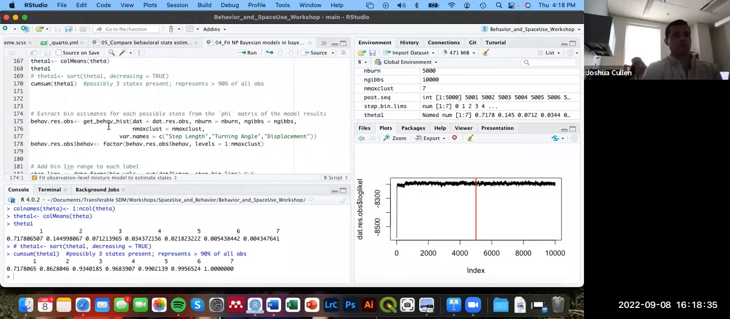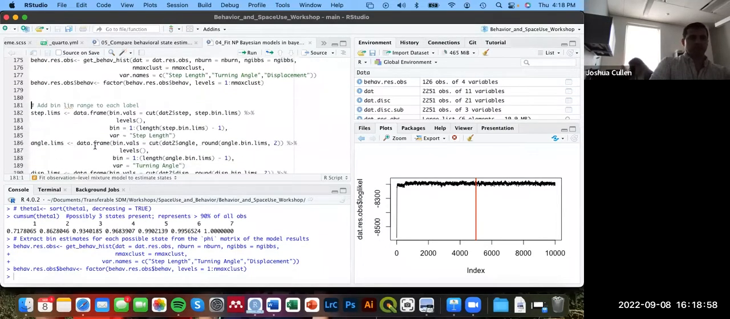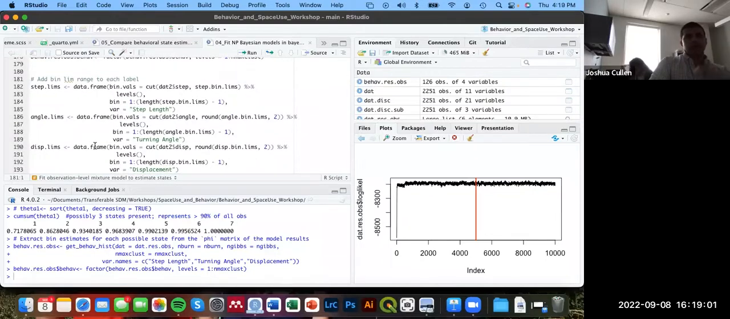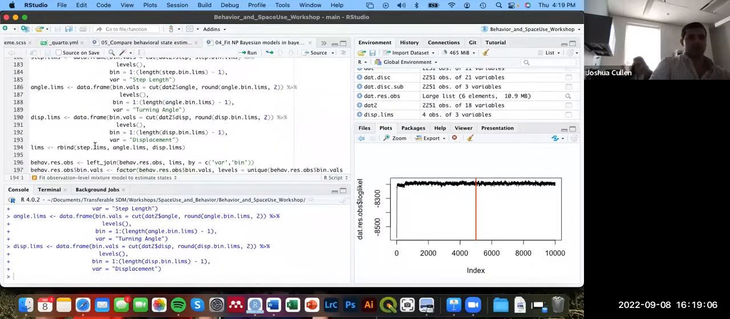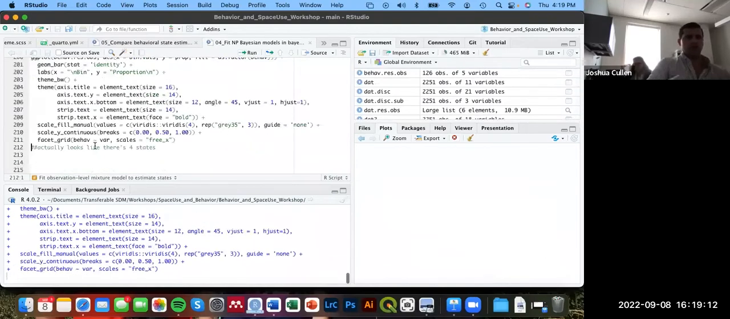And I'm doing so using this get behave hist function, supplying these names for each of the movement variables. So this is getting the bin values from that phi matrix I mentioned in the slides, and then changing the behavior number or name to a factor. And this next set of code I'm using just to make more informative x-axis labels. So I'm just going to jump through that to save some time, and then make a plot of these distributions.